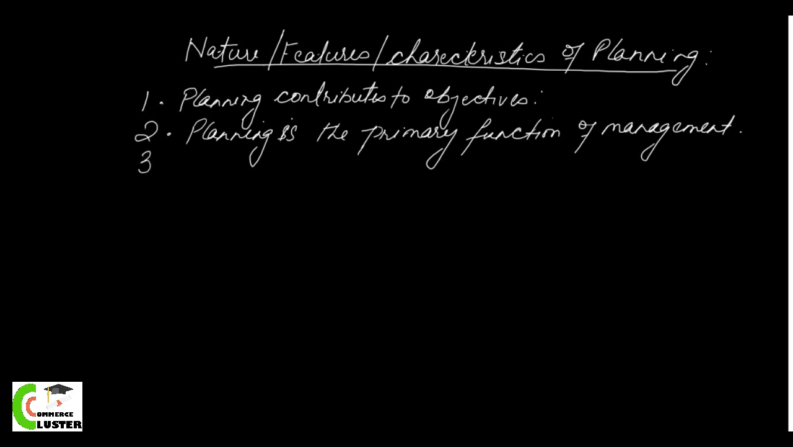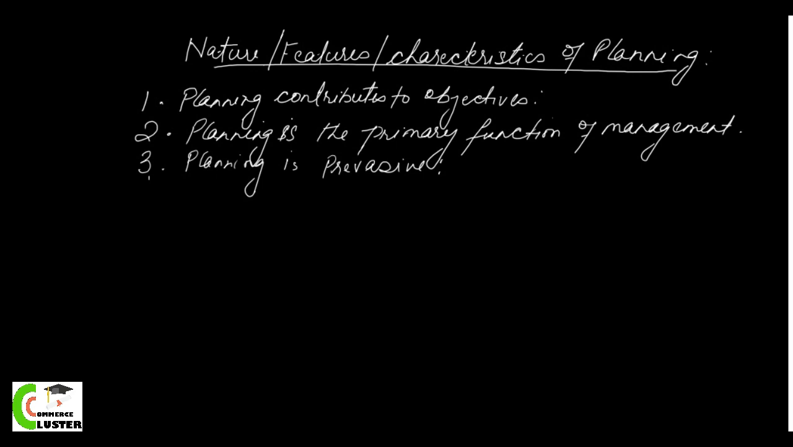Now, if we come to the third characteristic of planning, planning is pervasive. What does this mean? It means that planning is required or available at all levels of management and in all organizations. Like I've said earlier, every organization requires planning in order to achieve its objectives. Not just that, in every organization there are different levels of management: the top level management, the middle level management, and the lower level management. In all these levels of management, planning is available.